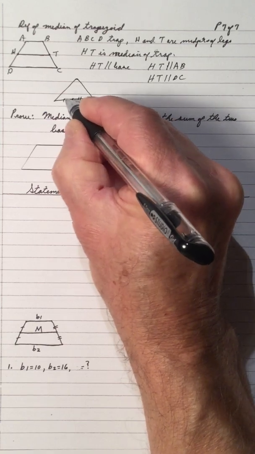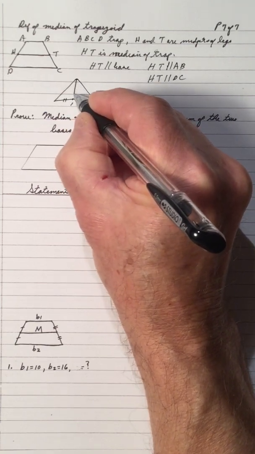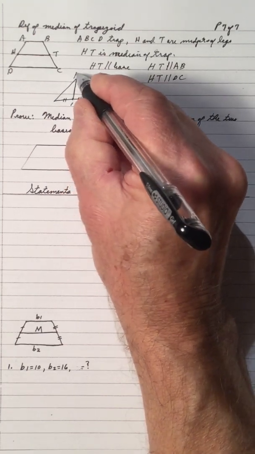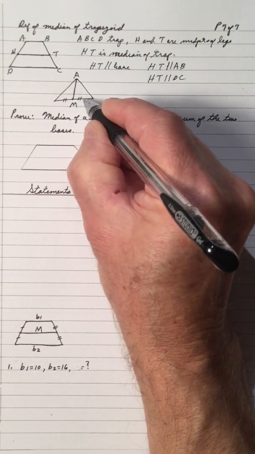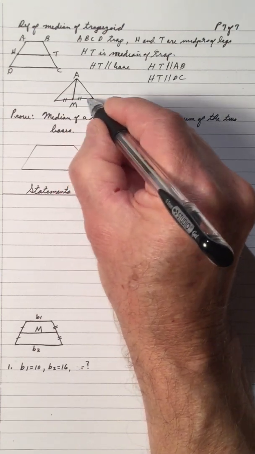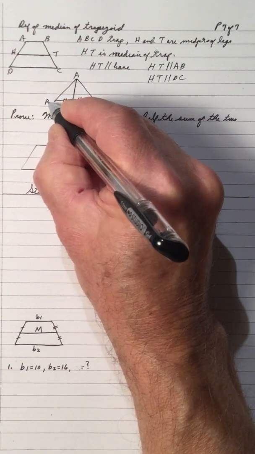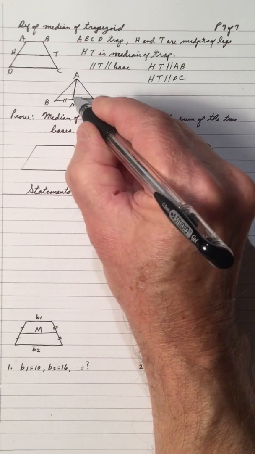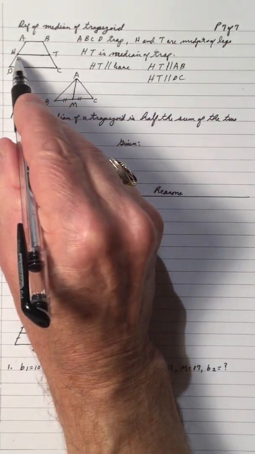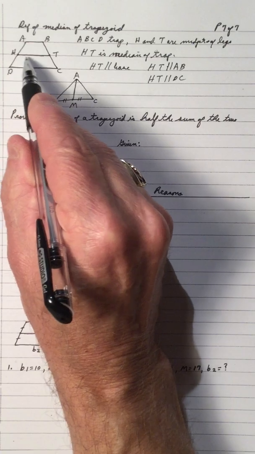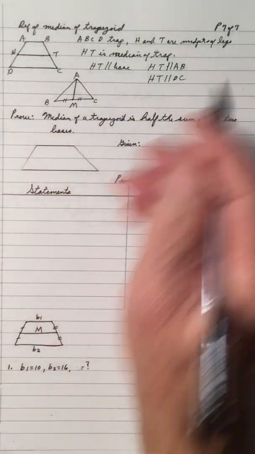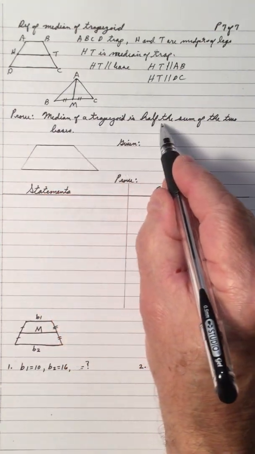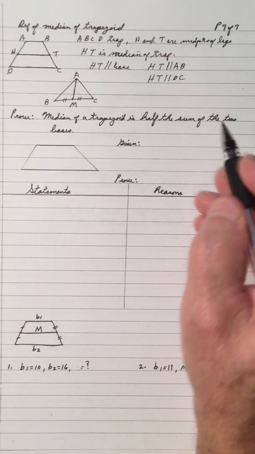A median of a triangle, a median leaves here and goes to here. So if that is the midpoint, a median of a triangle is a segment drawn from a vertex to the midpoint of the opposite side. So AM is a median because this is the midpoint. M is the midpoint of, let's say this is BC. So this is a median of a triangle drawn from a vertex to the midpoint of the opposite side. But a median of a trapezoid is a segment joining the midpoints of the 2 legs. So let's do a proof. Prove the median of a trapezoid is half the sum of the 2 bases.